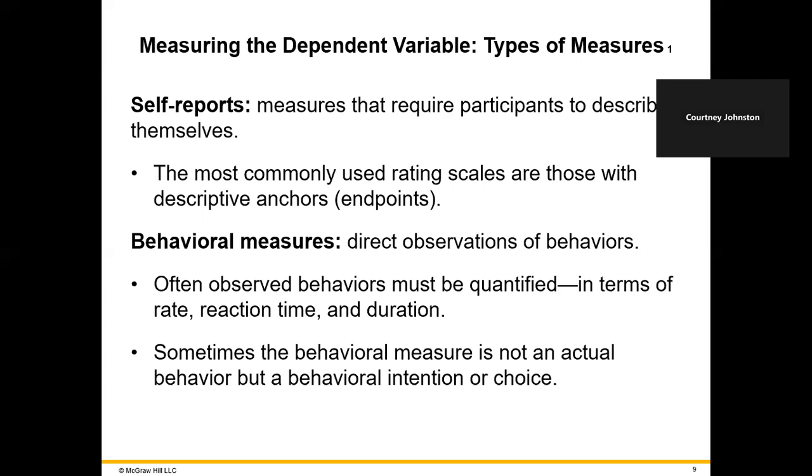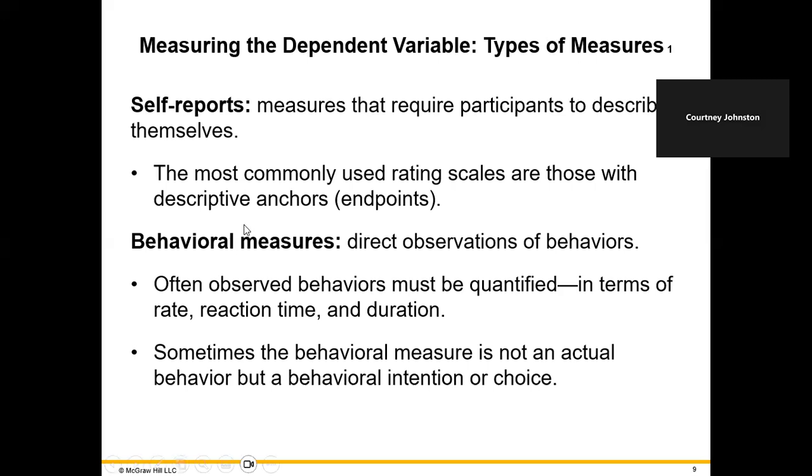One way in which this is done is a self-report. Participants are going to describe what they're experiencing. The most commonly used rating scales are those with descriptive anchors or endpoints. This could be anything. Again, we talked about strongly disagree, disagree, neutral, agree, strongly agree. So again, we're using basically like a survey.